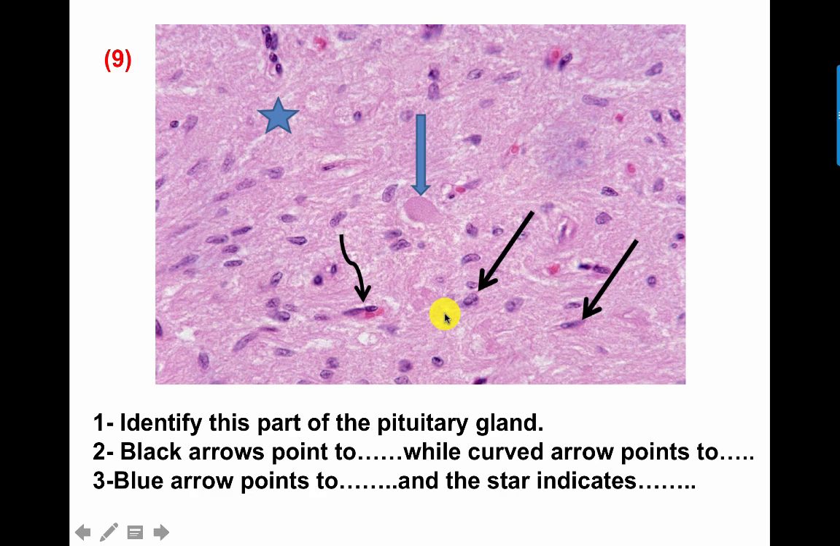The black arrows point to the pituicytes, while the curved arrow points to a fenestrated blood capillary. The blue arrow points to a Herring body, and the star points to nerve fibers or unmyelinated nerve fibers of neurosecretory cells.